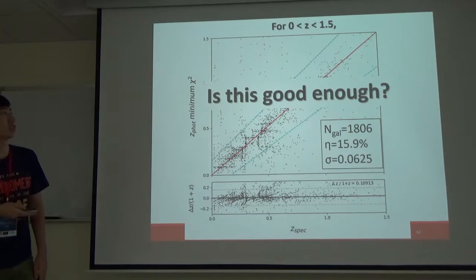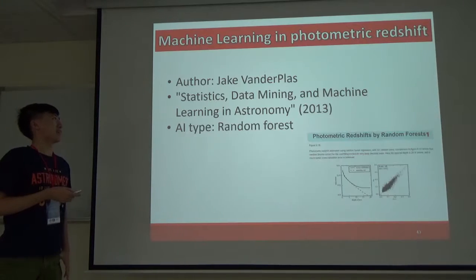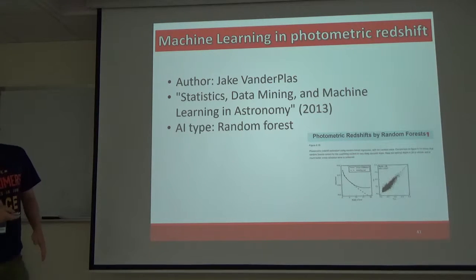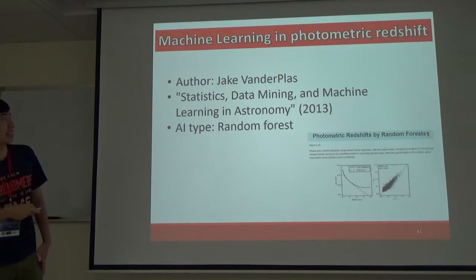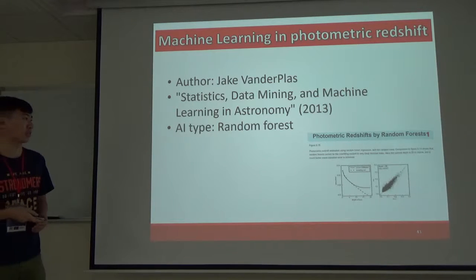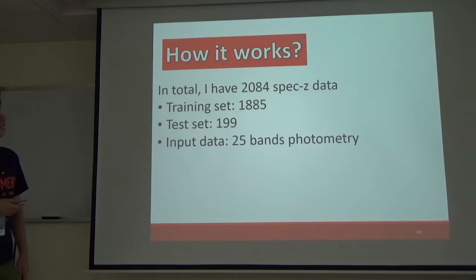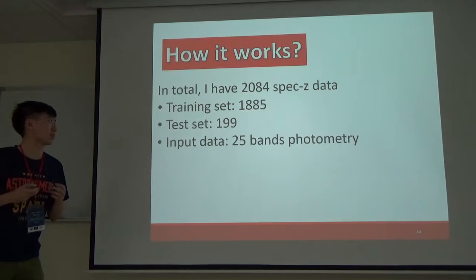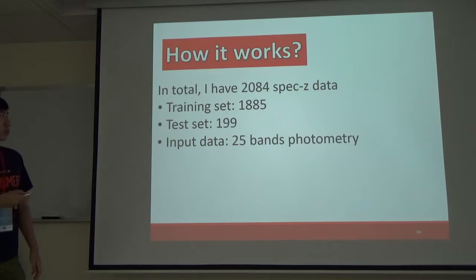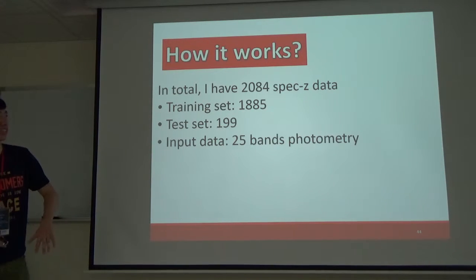However, is this good enough? I find something like this. This is actually machine learning in photo-z. I found a code from this textbook, and the AI type is random forest. So I try to use machine learning for doing photo-z for the NEP catalog. How does it work? In total, I have 2,000 data. I use around 1,900 as the training set and around 200 for the test set. The input data are the 25 bands photometry and the spec-z.